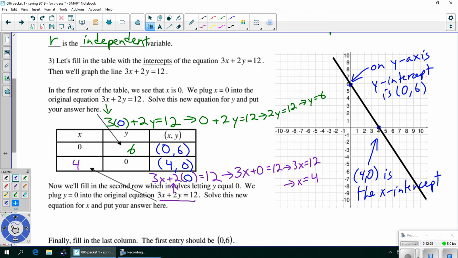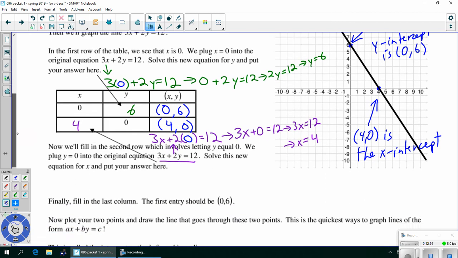And so here's our little shortcut. Notice that this 0, 6, that's the y-intercept. And you see that x is 0. So if you want to find the y-intercept, you let x equal 0. And if you want to find the x-intercept, you let y equal 0. So just as a nice little way to remember that, to find an intercept, you let the other variable equal 0. To find the x-intercept, you let y equal 0, not x, the other one, the y. To find a y-intercept, you let x equal 0, the other one.